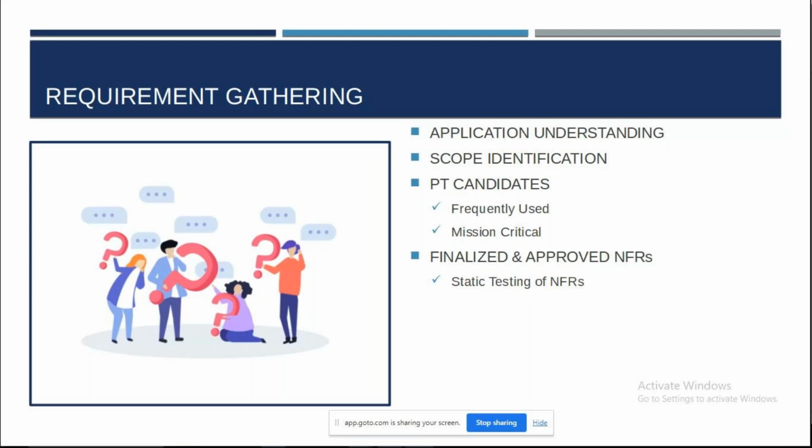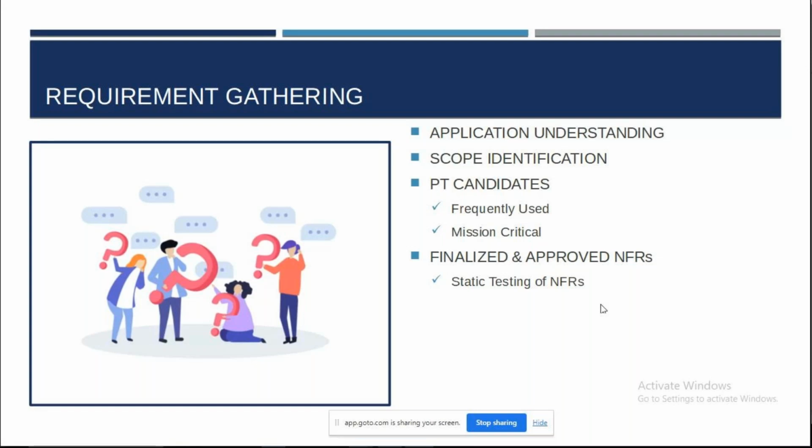For example, volumetric. I need to have average load as well as peak load. If they give, let's say, my application should be accessible to 1000 users, only one number someone specified. How do I know that 1000 users is the average load or the peak load?